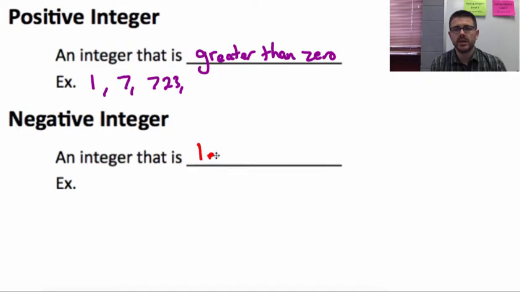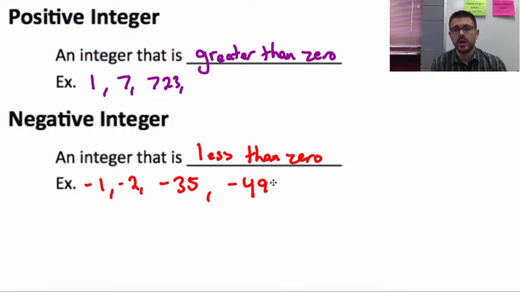It is less than 0. Basically, we know it's negative because we have our negative sign. So -1, -2, -35, -4,987. Anything that's a negative number, anything that's less than 0.